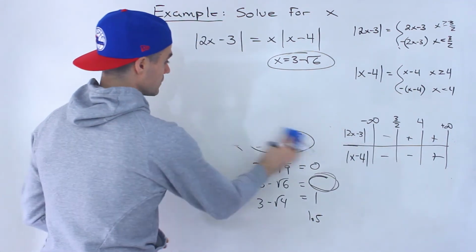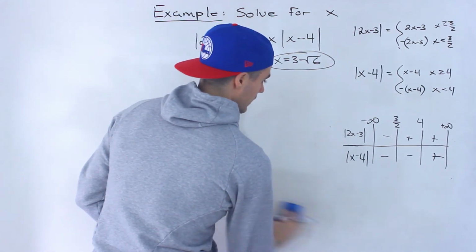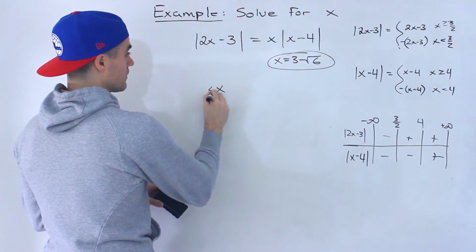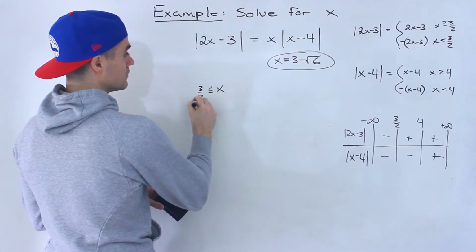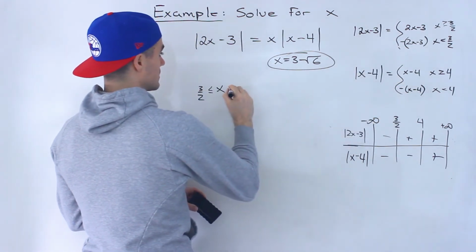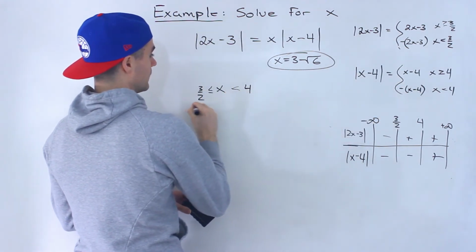So now what we do is we move to the next interval. So we would have when x is greater than or equal to 3 over 2, but it's less than 4.